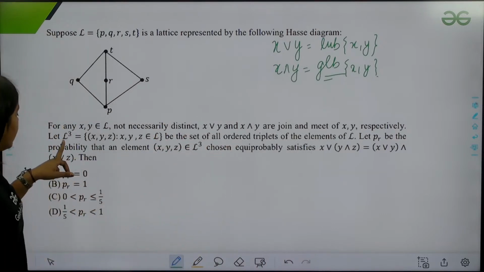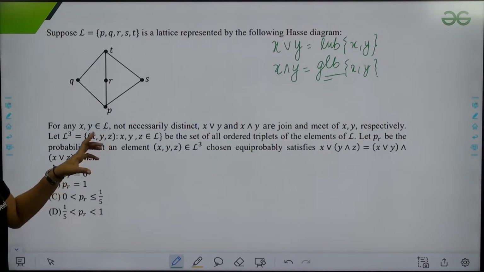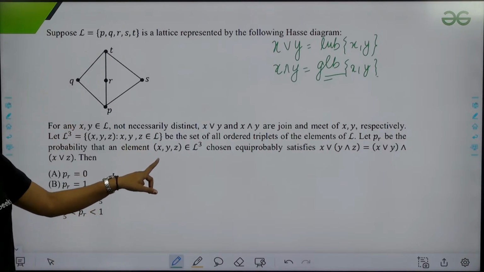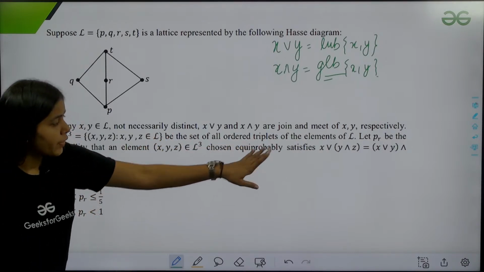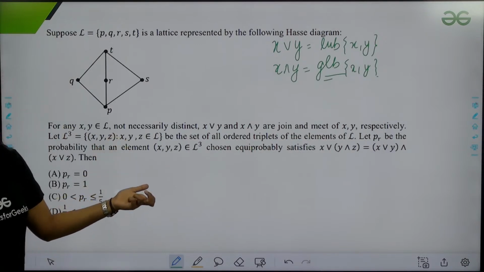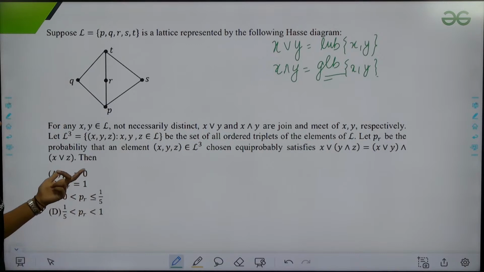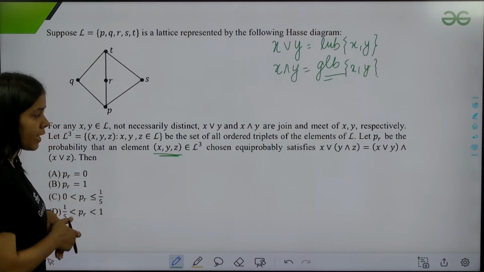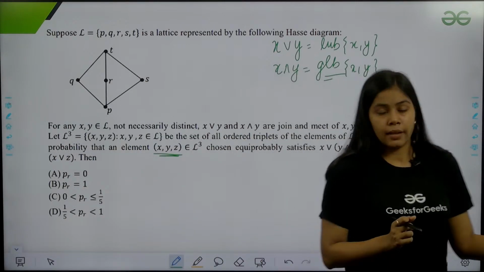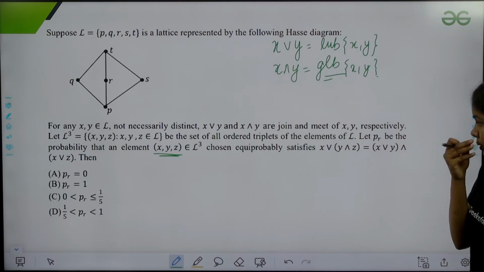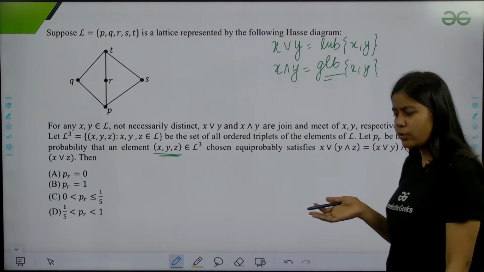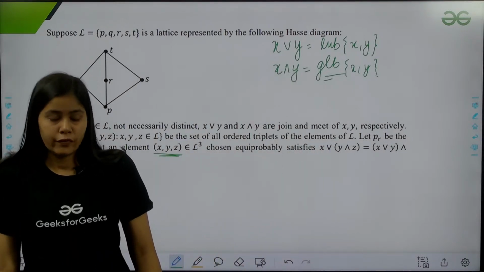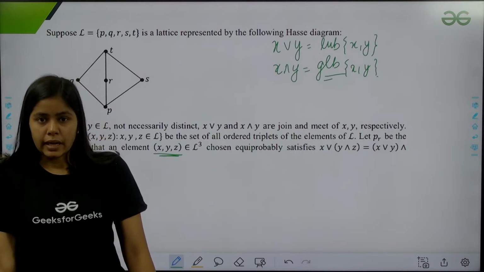So it says that let L³ be a set of tuples which has 3 elements, (x, y, z), where x, y, z belong to L, the set of all ordered triplets of elements of L. Not tuples, they are triplets, right? Let Pr be the probability that any element (x, y, z) belonging to L³ chosen equiprobably satisfies this: x ∨ (y ∧ z) = (x ∨ y) ∧ (x ∨ z). So it's basically my distributive law. So I have to find out the probability of the elements (x, y, z) which follow this distributive law, right? I have to check that.